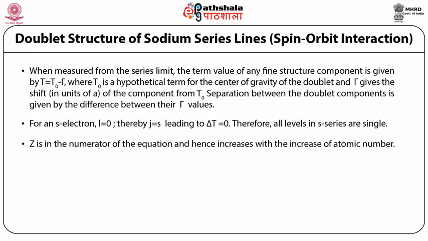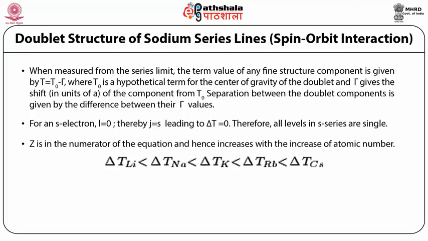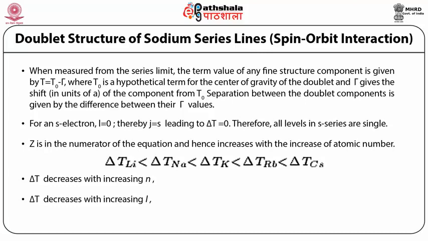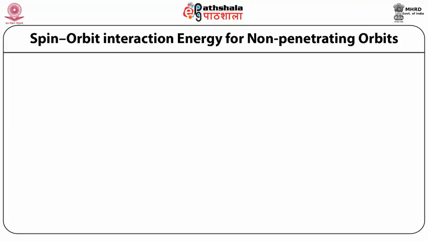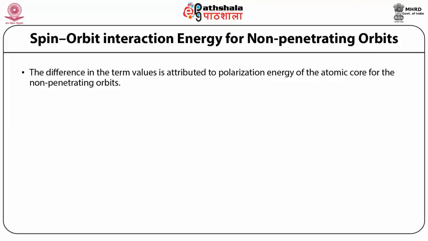Z is in the numerator of the equation and hence delta T increases with the increase of the atomic number. Therefore, delta T for lithium is less than delta T for sodium, which is less than delta T for potassium, which is again less than delta T for rubidium, which is less than delta T for calcium. Delta T decreases with increasing n and delta T decreases with increasing L. These are in agreement with the experimental findings. Now coming to spin orbit interaction energy for non-penetrating orbits, the difference in the term values is attributed to the polarization energy of the atomic core for the non-penetrating orbits.